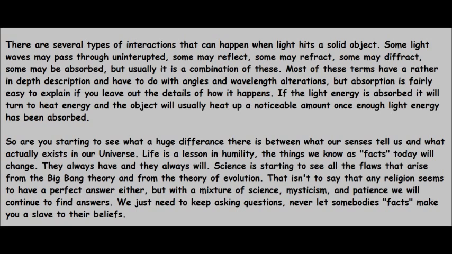There are several types of interactions that can happen when light hits a solid object. Some light waves may pass through uninterrupted, some may reflect, some may refract, some may diffract, some may be absorbed, but usually it's a combination of these. Most of these terms have rather in-depth descriptions having to do with angles and wavelength alterations, but absorption is fairly easy to explain if you leave out the details of how it happens. If the light energy is absorbed, it will turn to heat energy, and the object will usually heat up a noticeable amount once enough light energy has been absorbed.